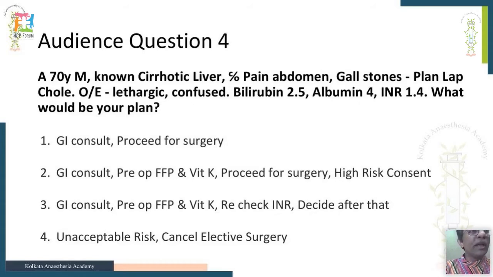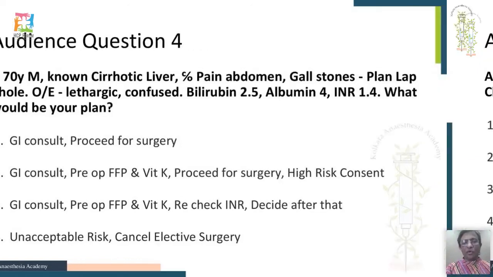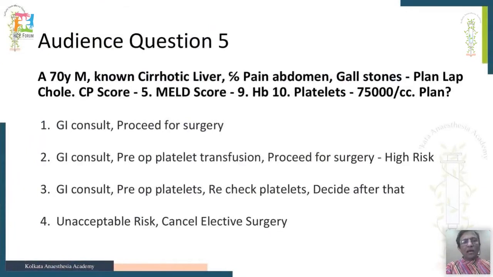So we'll close the poll in 5, 4, 3, 2, 1, and 0. And we'll go to the next poll question. The next one, question number 5, is a 70-year-old, cirrhotic, same, pain abdomen, gallstones, laparoscopic cholecystectomy. He has a Child score of 5, a MELD score of 9, a hemoglobin of 10, and a platelet count of 75,000. In this case, what would be your plan?